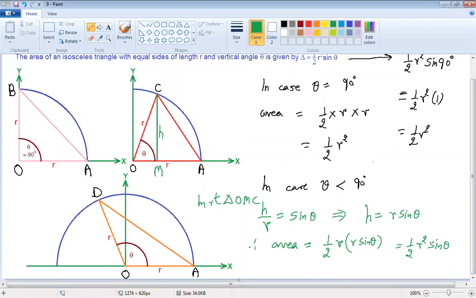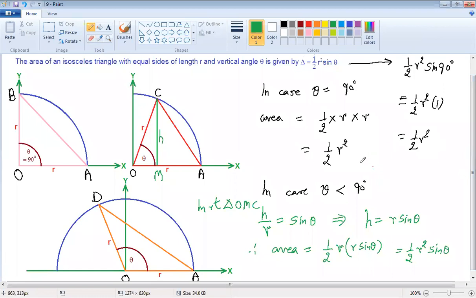Sir, yes. Can you take a snapshot, everyone, for this much part so that we can proceed for the last case for the obtuse angle? So everyone has taken the snapshot. Sir, yes. So I am erasing this part.